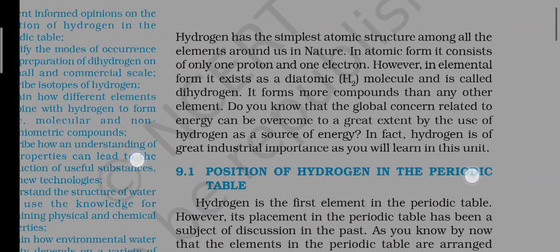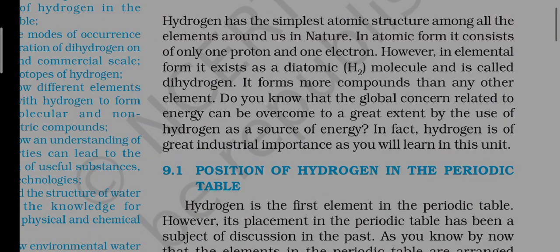Hydrogen has the simplest atomic structure among all the elements around us in nature. In atomic form, it consists of only one proton and one electron. However, in elemental form, it exists as a diatomic molecule and is called dihydrogen. It forms more compounds than any other element. Do you know that the global concern related to energy can be overcome to a great extent by the use of hydrogen as a source of energy? In fact, hydrogen is of great industrial importance as you will learn in this unit.